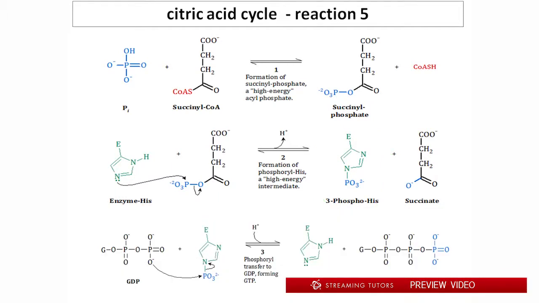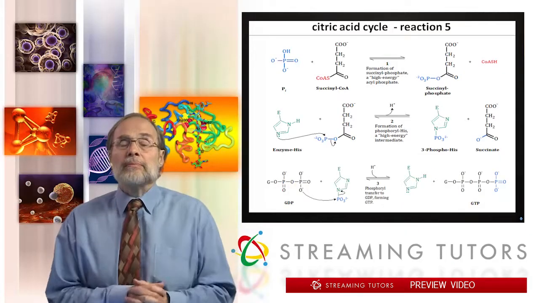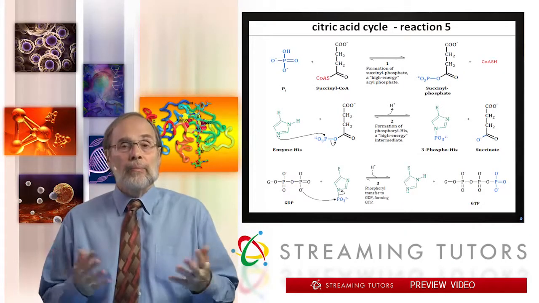Then in the third set of steps, the oxygen of a GDP molecule is positioned to engage in nucleophilic attack of the phosphorus in the enzyme-bound, covalently bound phosphate histidine intermediate, displacing it from histidine onto the GDP attacker, creating GTP, and storing that high-energy bond in a phosphate anhydride linkage in the cell.